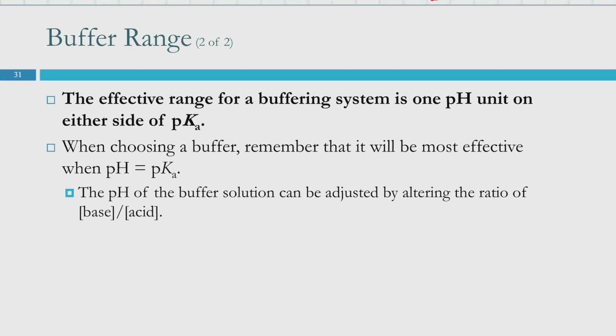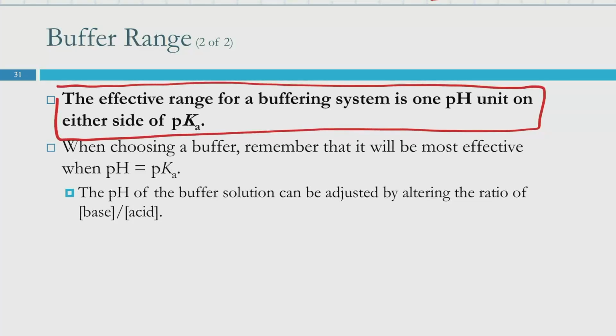So the takeaway of this, the general rule of thumb, is the effective range is 1 unit of pH on either side of our pKa. The further we stray from that pKa value for our pH, the less effective our buffer solution is going to be. So it's going to be most effective when our pH is equal to our pKa, but will still be reasonably effective plus or minus 1.